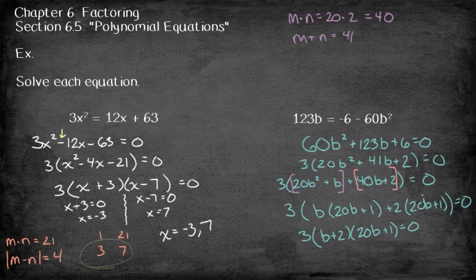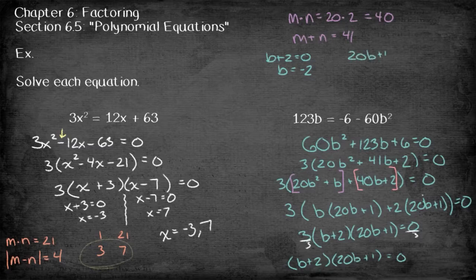But again, it doesn't have a variable. It's not doing anything. So if we wanted to, we could get rid of it by dividing both sides of the equation by 3. And it wouldn't change anything. And we really could have done that at any point. Okay, now I got two equations. So b plus 2 equals 0. This one's easy to solve. B equals -2. Then we have 20b plus 1 equals 0. So I subtract 1, and I get that b is equal to -1 over 20.